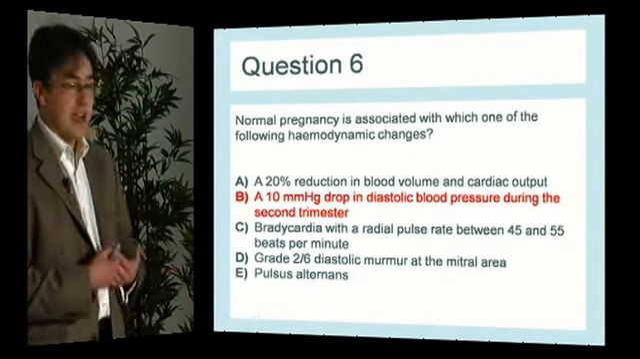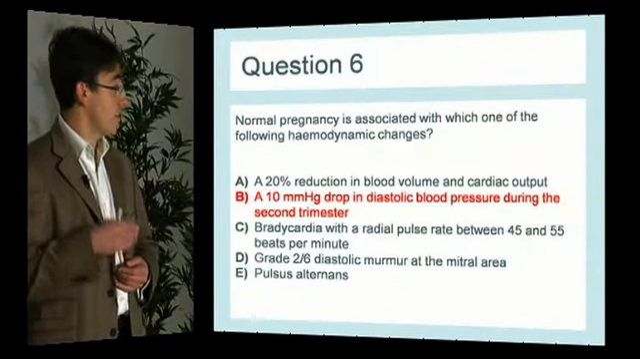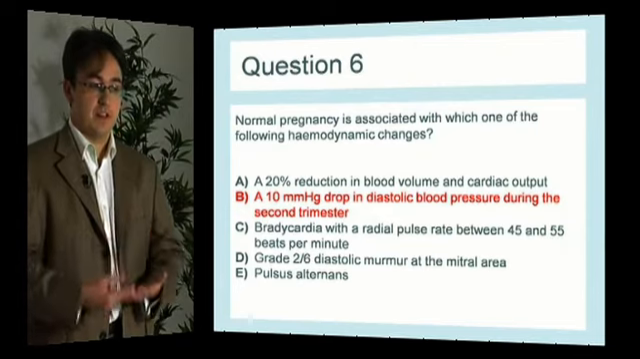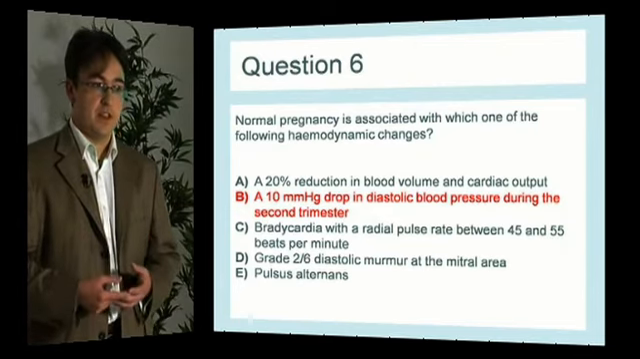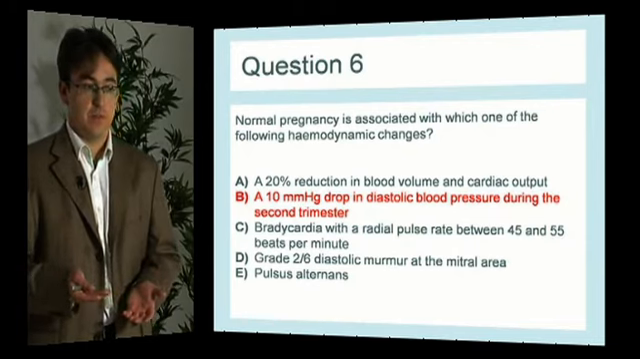The reason for this is it's really a bit like exercise. When you start exercising, you peripherally vasodilate, your total peripheral resistance falls, and as a result, your heart has to compensate by beating harder and your pulse pressure gets slightly wider. In pregnancy, as the pregnancy progresses, you have more and more vascular beds to perfuse, and certainly the resistance becomes less, and as a result, your diastolic pressure falls.